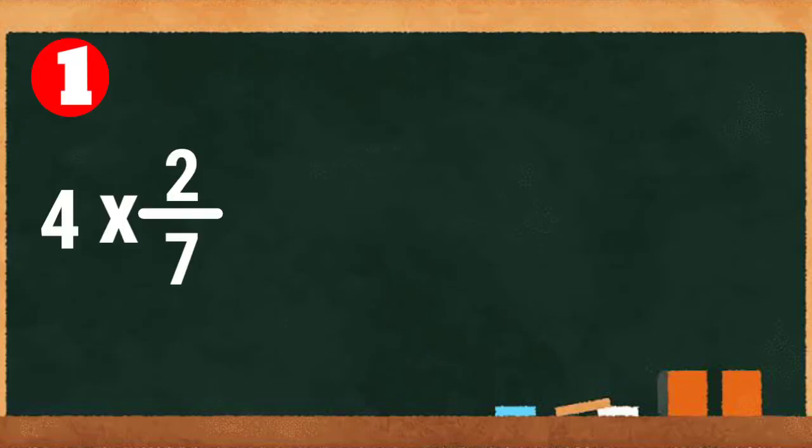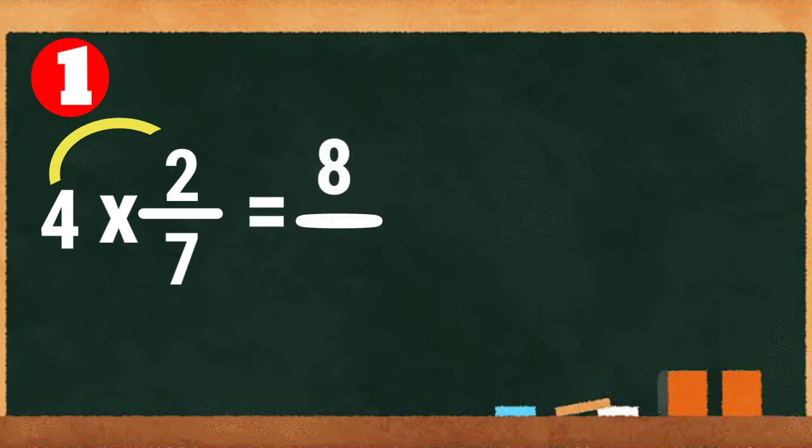Okay, time is up. So let's have number 1. 4 times 2 over 7. So let's recall the steps in multiplying a fraction and a whole number. Step number 1, multiply the numerator and the whole number. So 2 times 4 is 8 over, copy the denominator of your fraction, which is 7. So your answer is 8 over 7.